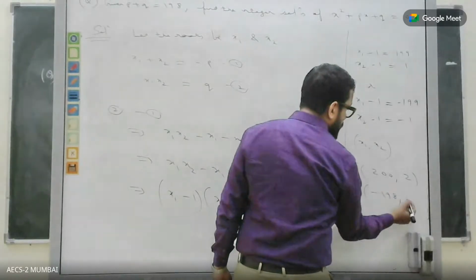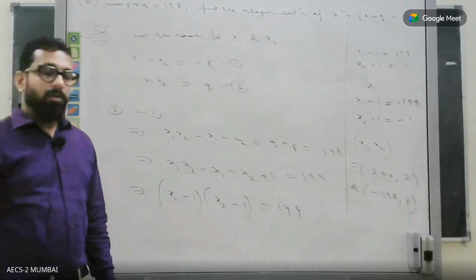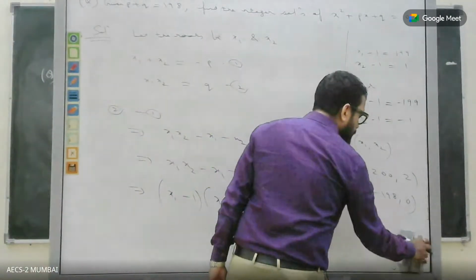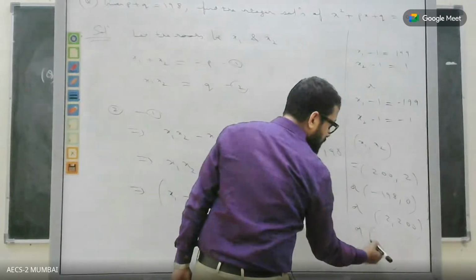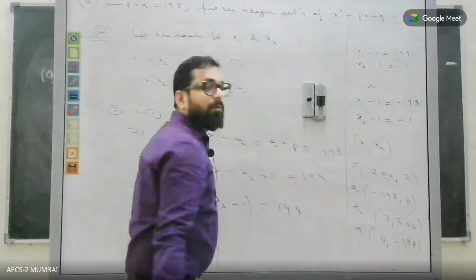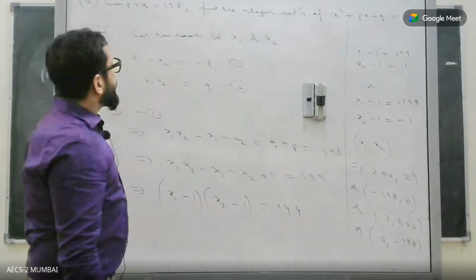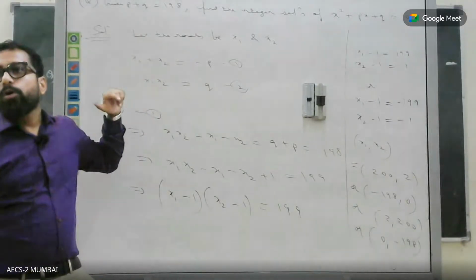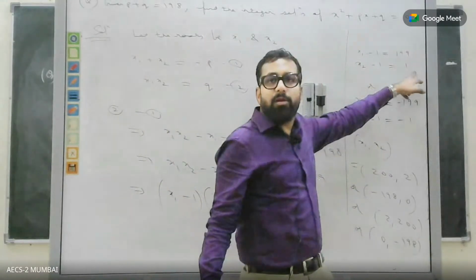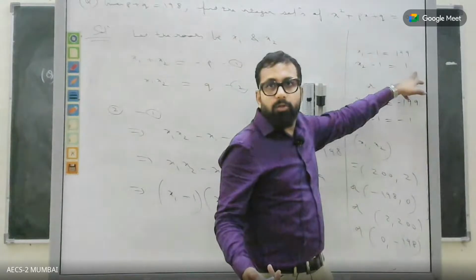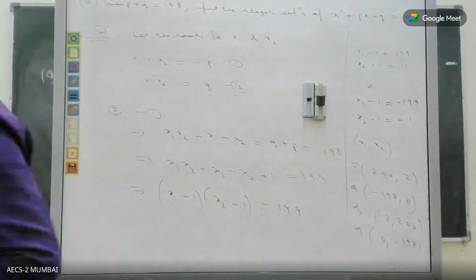-198, 0 ऐसा आएगा? Yes, correct. और ये आएगा तो इसका स्वैप भी कर सकते हैं ना इसको, राइट? The equations are symmetric in x1, x2. So every pair can be swapped. If I take this as 199, you will get a similar solution, correct? So these are the 4 possible pairs which you can obtain.